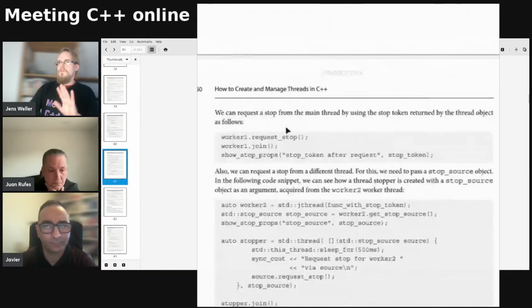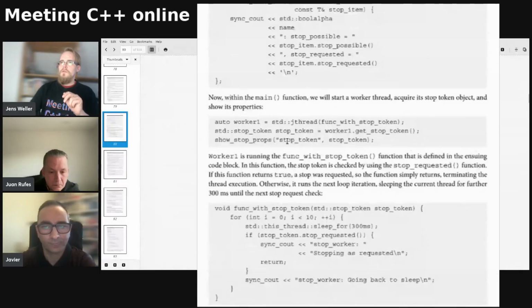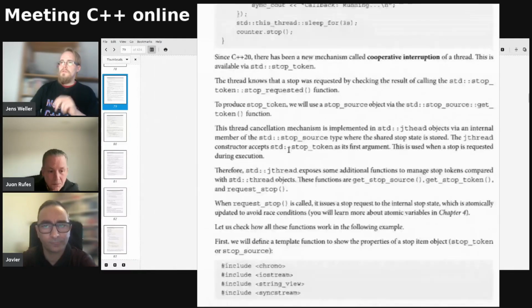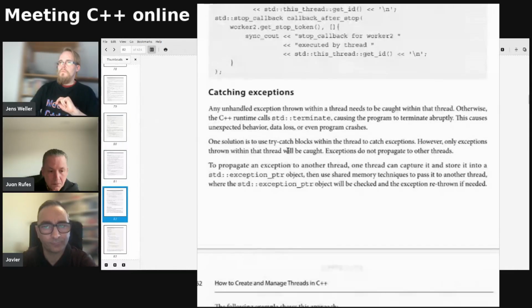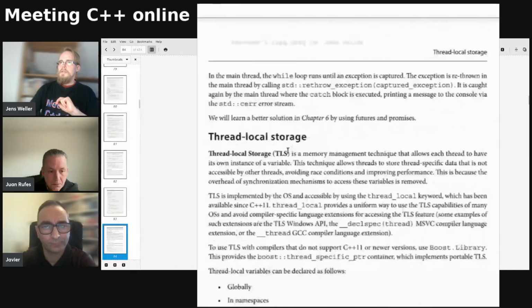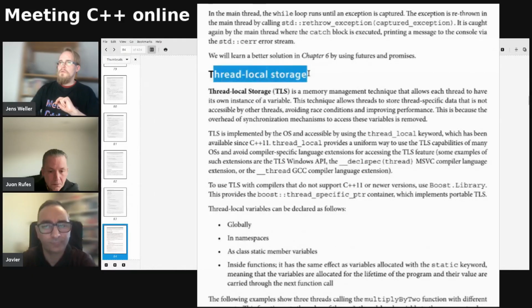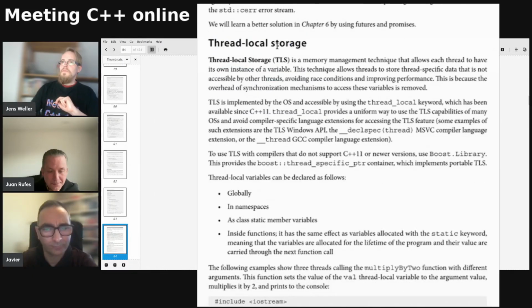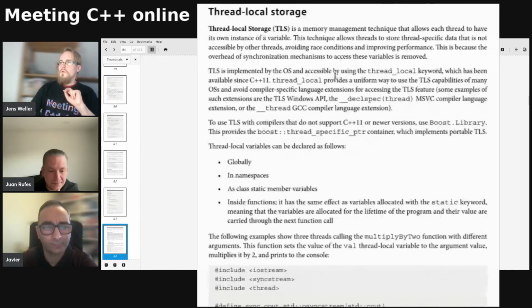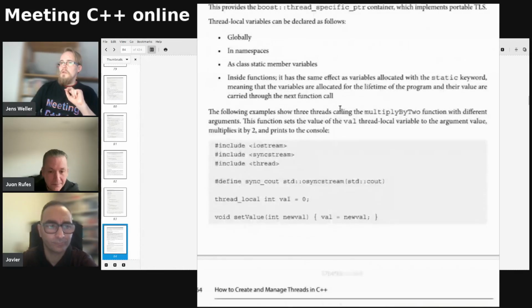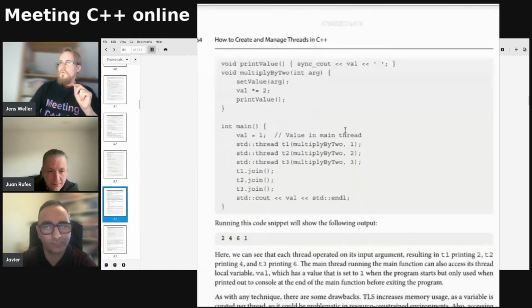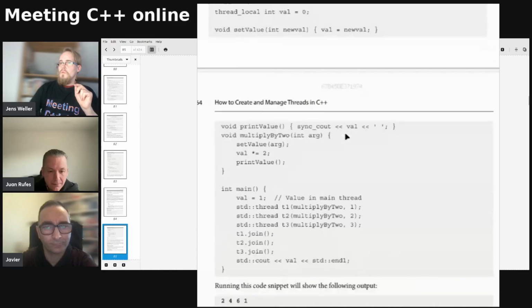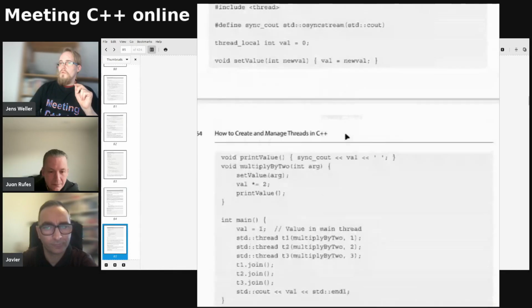Yeah, so the book does contain a fair amount of code about various problems you solve in the code. But yeah, here we are with thread local storage. Would have been one more page. So, Javi, what can you tell me about thread local storage?